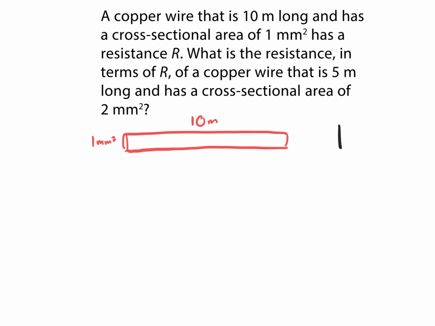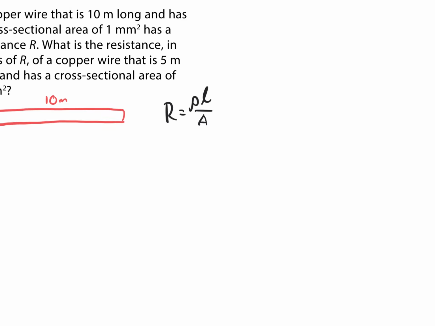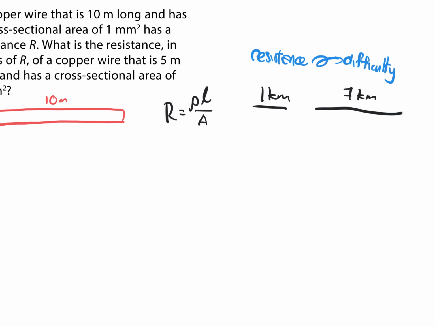So remember the formula? Now we're going to see that R and L are directly proportional, and R and A are inversely proportional. Even if you don't like the mathematics of this, we can realize that it actually makes a lot of sense. Here's why. Link the idea of resistance with the idea of difficulty. Which is more difficult, running 1 km or running 7 km? The longer it is, the more difficult it is, right? So the greater the length, the higher the resistance. Longer, more difficult, greater resistance.